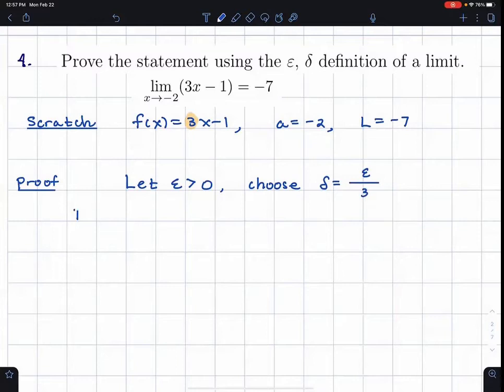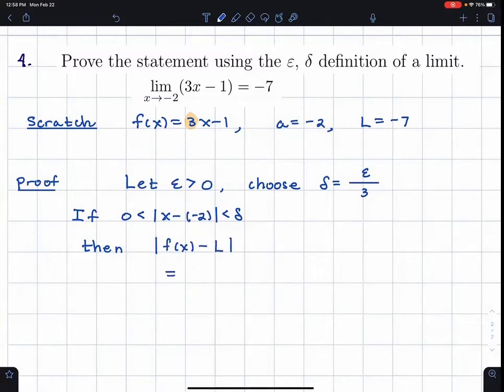And then I write: if 0 is less than the absolute value of x minus a, and a in this case is -2, and if that's less than delta, then... So what I'm doing here is I'm assuming that the absolute value of x minus a is less than delta and greater than 0, and I'm assuming that delta is epsilon over 3. Those are the two things I'm working with. And what I'm going to do is show that the absolute value of f of x minus L is less than epsilon. I want to walk through steps to show it's less than epsilon.